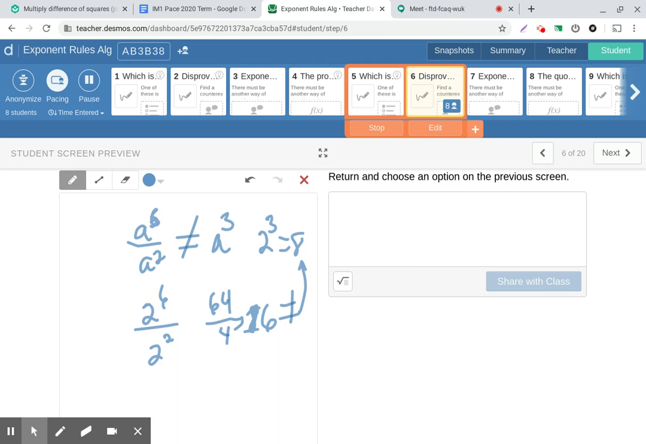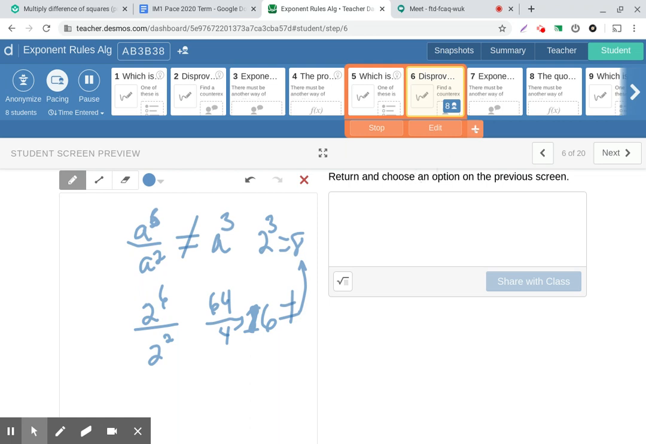The only number that would work is 1. It actually would work. 1 to the 6 divided by 1 squared does equal 1 to the 1 cubed. But you never want to type in a 1 or a 0 because sometimes it does work, sometimes it doesn't. All right, can we move on?